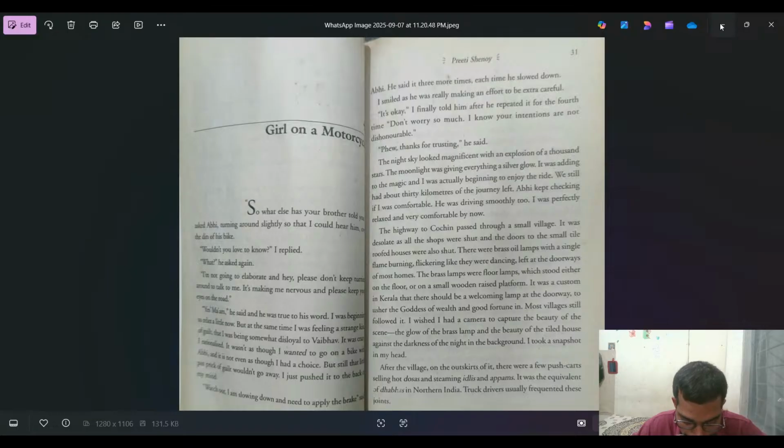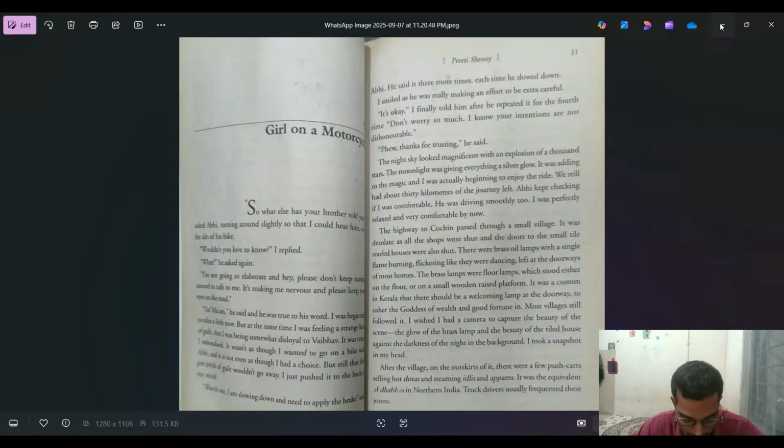The highway to Kochi passed through a small village. It was desolate, as all the shops were shut and the doors to the small tile-roofed houses were also shut. There were brass oil lamps with a single flame burning, flickering like they were dancing, left at the doorways of most homes. The brass lamps were floor lamps, which stood either on the floor or on a small wooden raised platform.